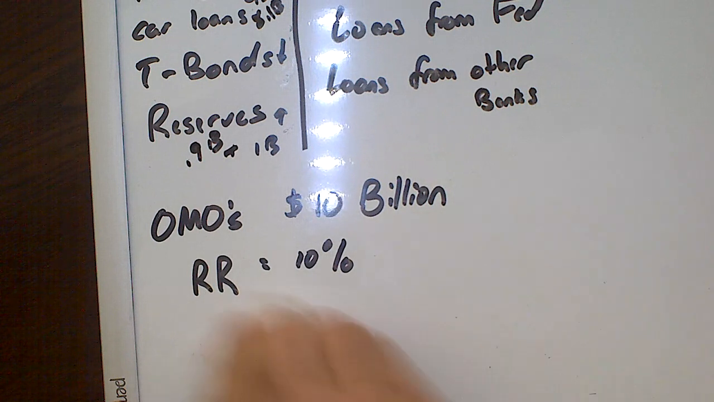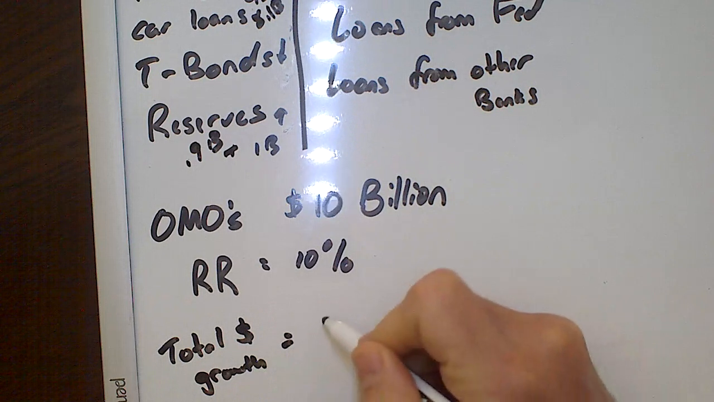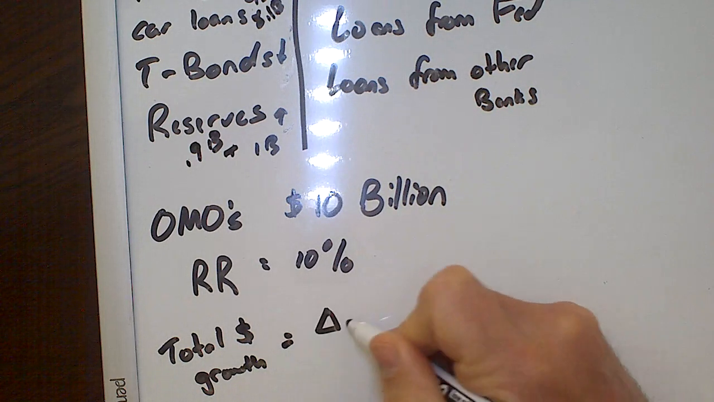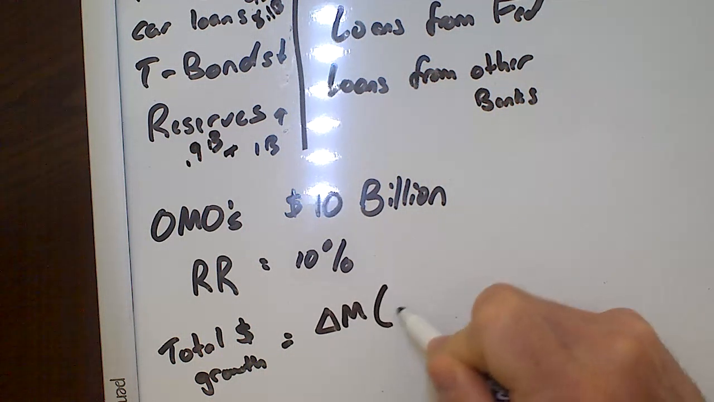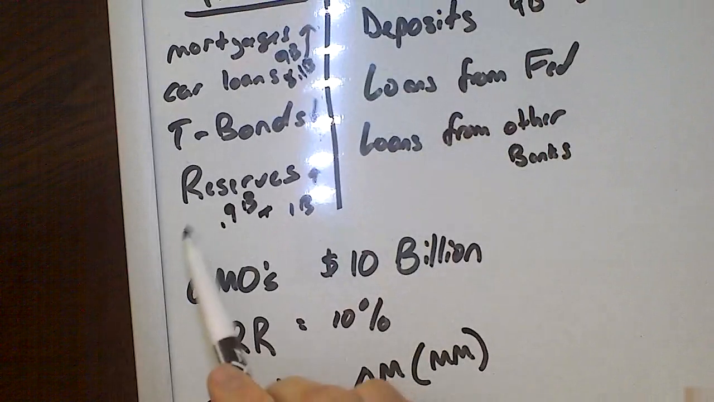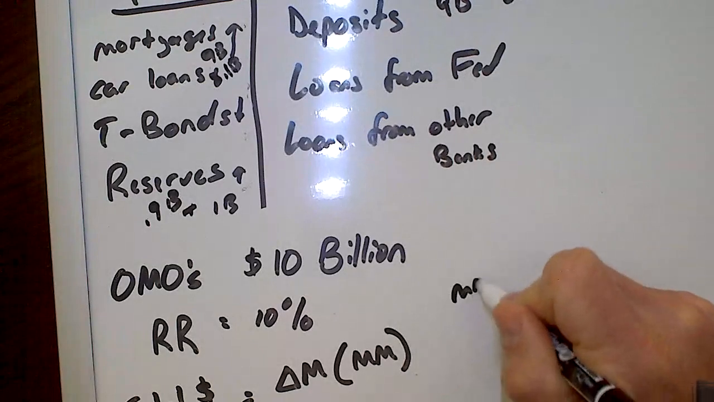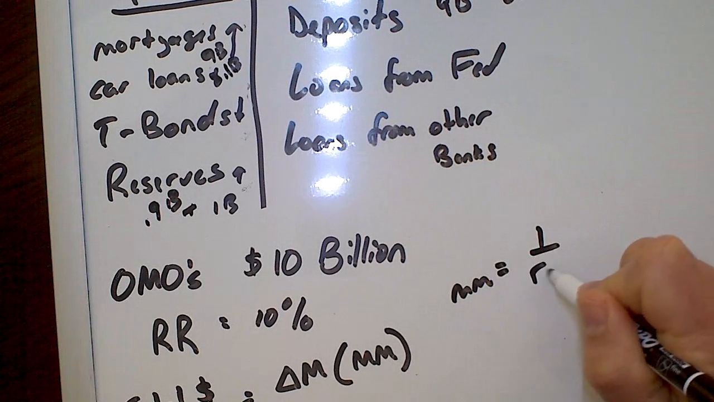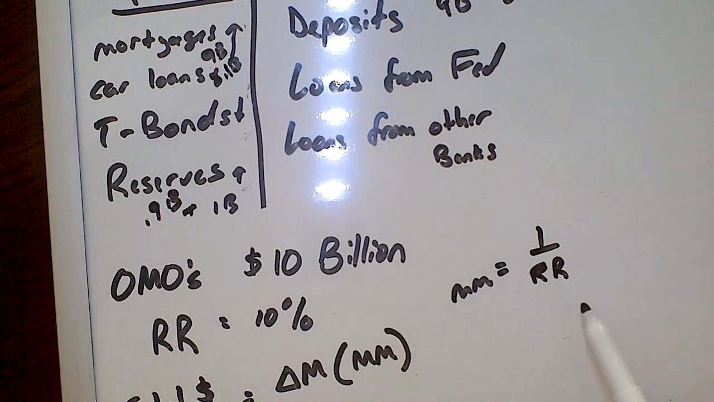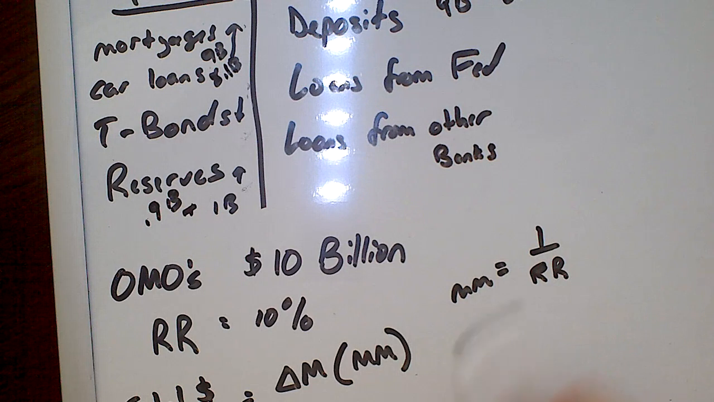When we do banking, we're going to say that our total money growth is equal to our initial change in money. I'm just going to put a change in M here for the change in money. And we're going to multiply that by the money multiplier. And the money multiplier is kind of like that 1 over the marginal propensity to save value. But in this case, we're talking about a bank's propensity to save in reserves. And so the money multiplier is equal to 1 over RR, where RR is the reserve requirement, or it's the reserve ratio if banks are holding additional funds that they don't need to hold.